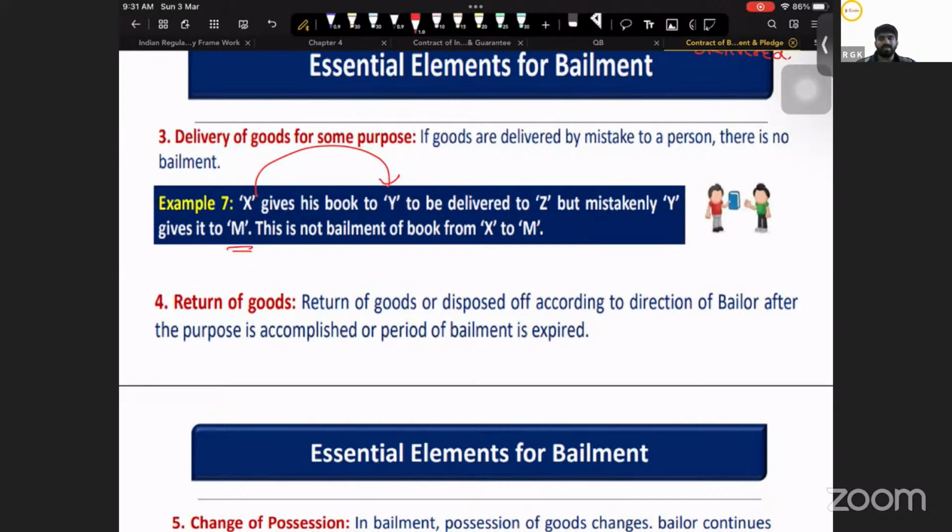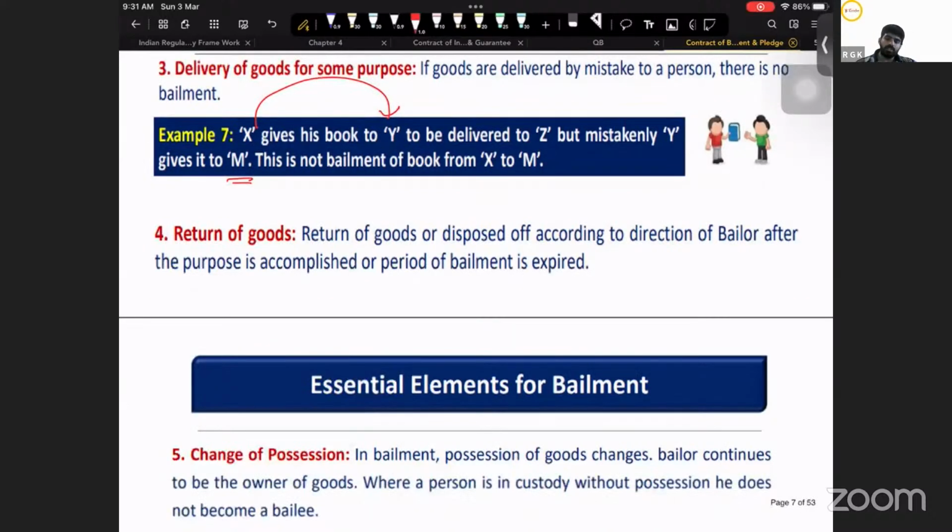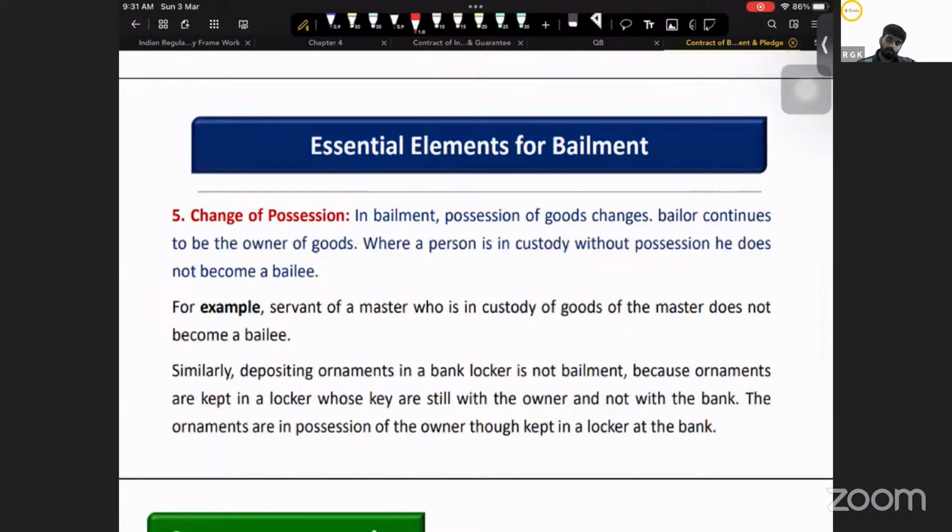Another important characteristic: next, change of possession. Possession should change. That means the goods should change position from one person to another person. Say, for example, a servant of a master who is in custody of goods of the master does not become bailee. Say you have an agent and that agent holds the goods on your behalf. That is not to be considered as bailment because the people are not different, they are one and the same. Agent is the same person as the principal. So, in bailment, possession of the goods should change.